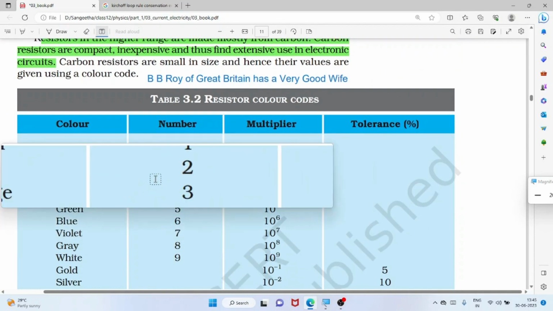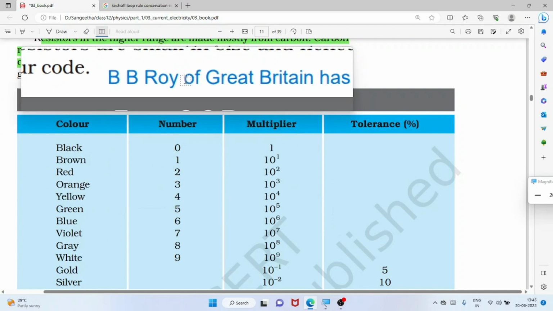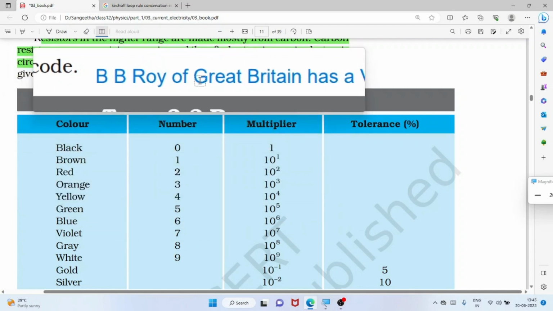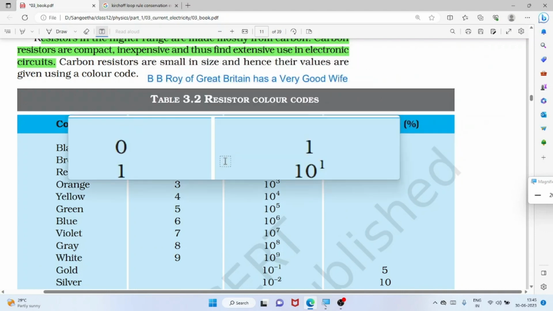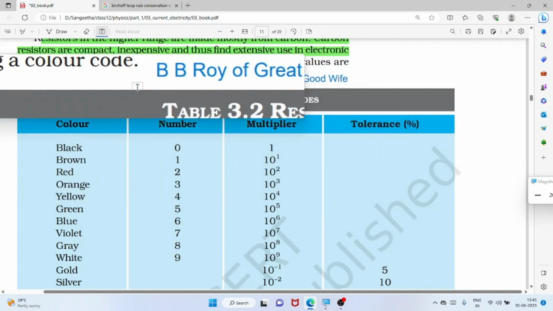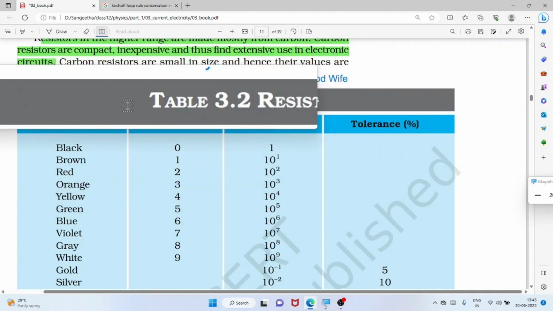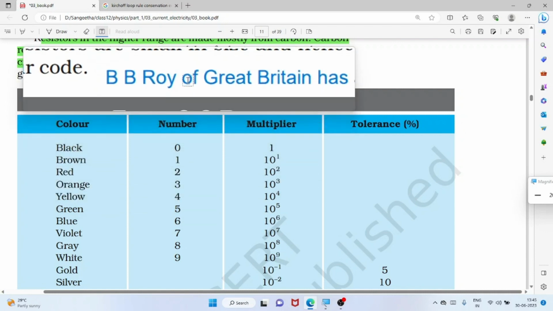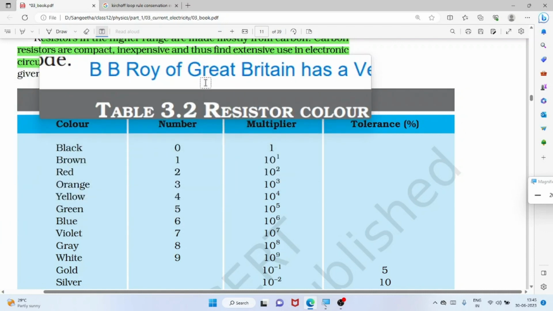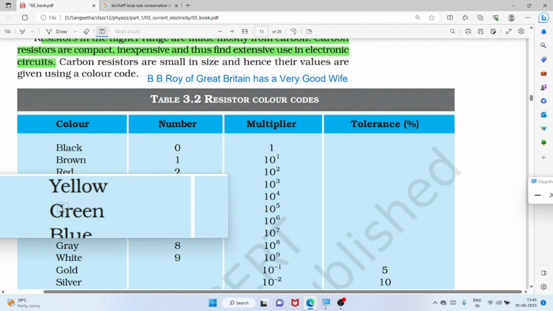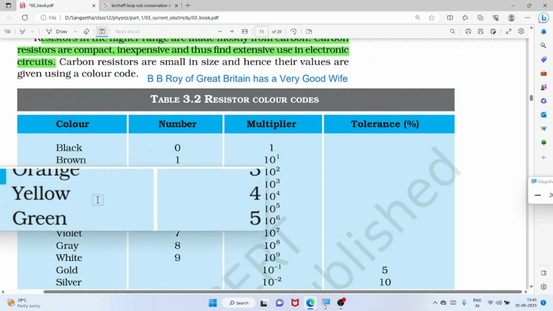Carbon resistance. This is how you remember the color code of the resistance: B B Roy of Great Britain has a very good wife. So the first B is black, the second B is brown, and R is red. Then in between, next G is coming, green. So this orange, yellow, you have to remember.